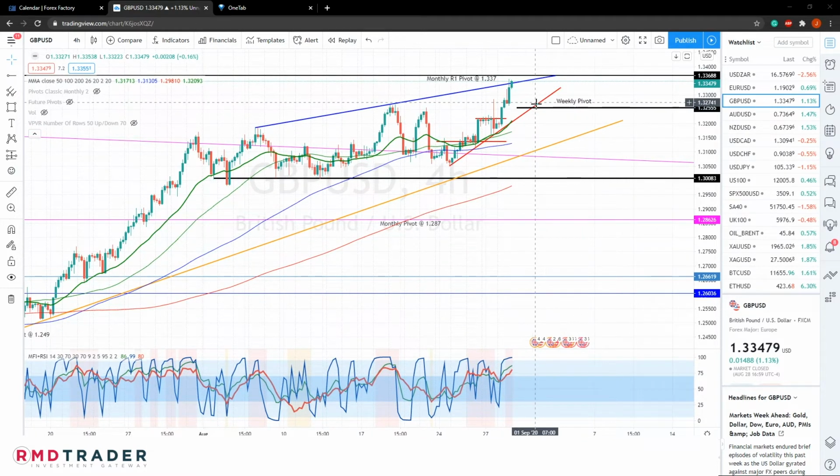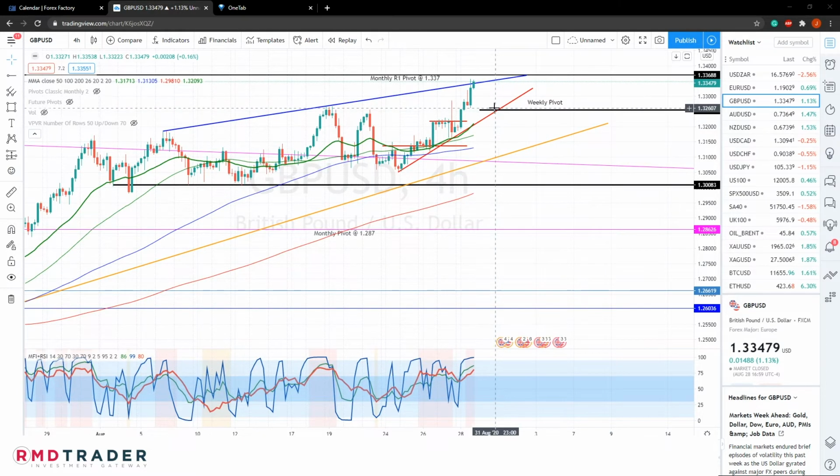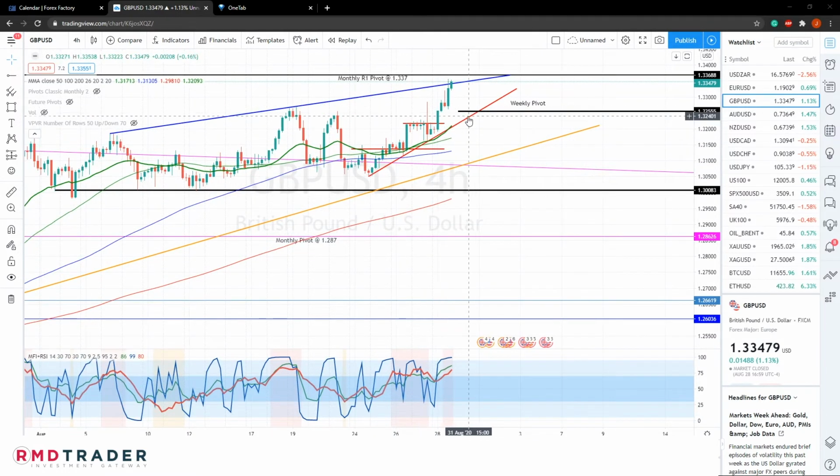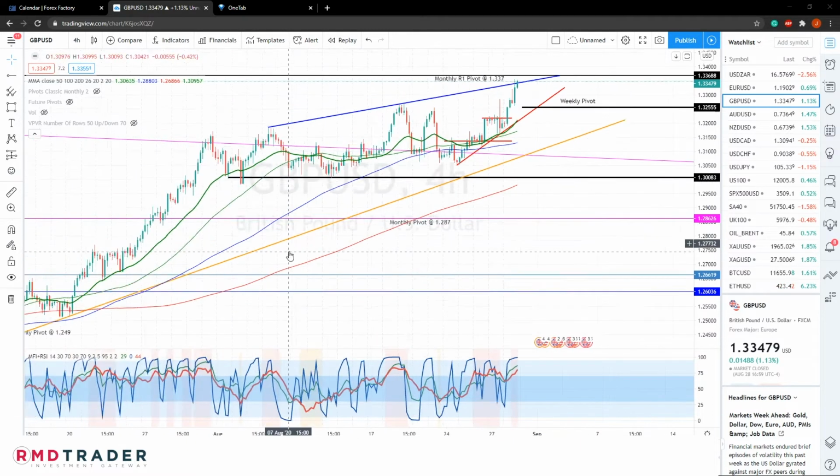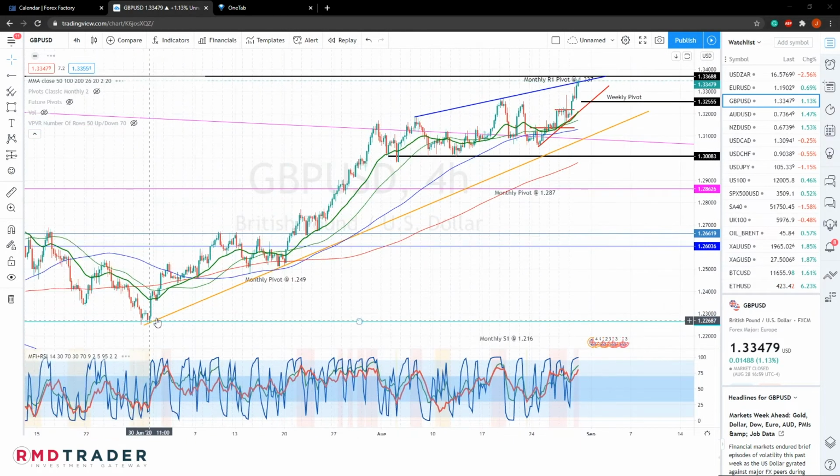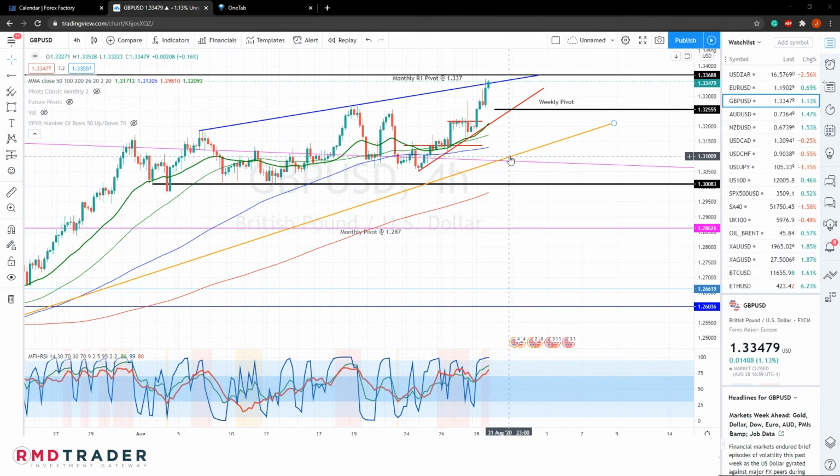However, should we manage to break below this weekly pivot and also below this immediate trend support, our first area of support would be in the area of 1.315, and then that will probably be followed by this area of support being tested, being our longer diagonal, probably very close to that level as well.